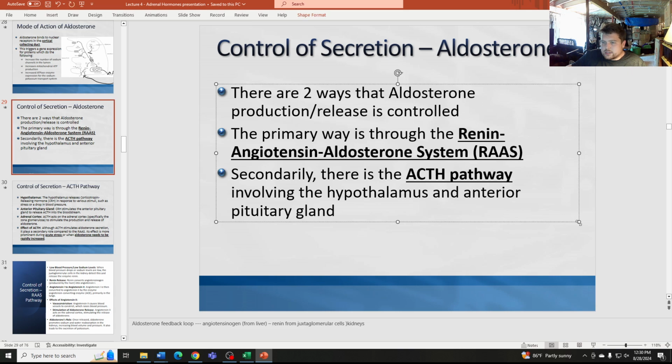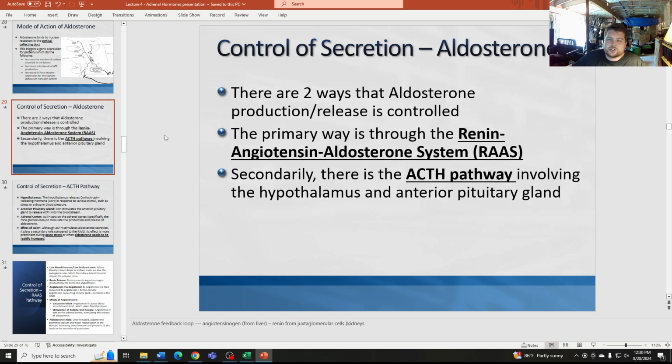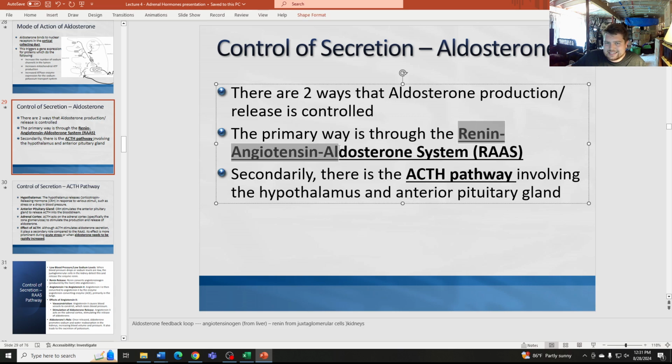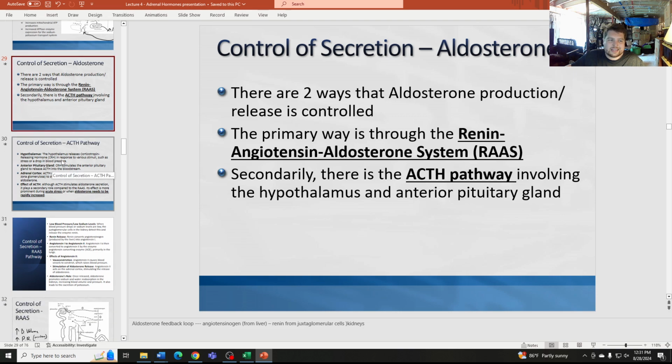The way that aldosterone is controlled is through a whole system. There's two different systems through which aldosterone release is controlled. The primary way is through something called the renin-angiotensin aldosterone system, RAAS. Secondarily, there's also the ACTH pathway, the hypothalamus anterior pituitary gland pathway. The primary one is the renin-angiotensin aldosterone system. You should have covered a little bit of the renin-angiotensin system in Physiology 1, but we'll review it again here.